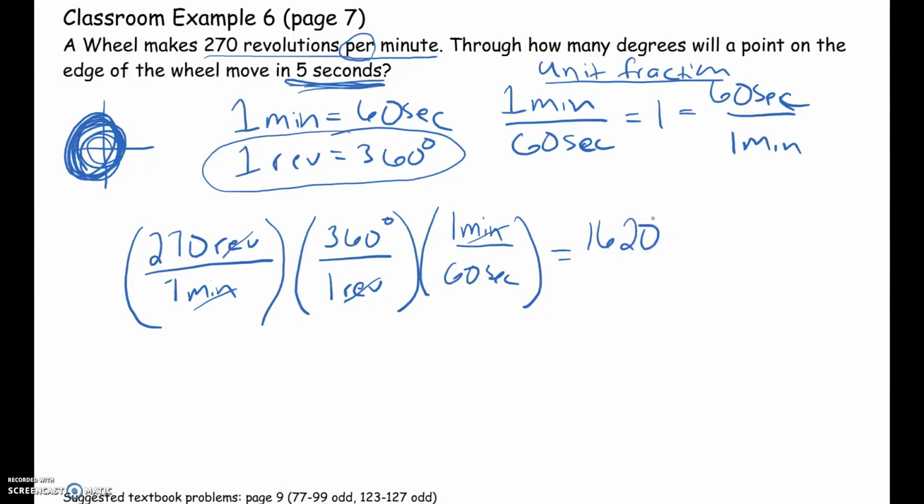So that's going to be 1620 degrees per second. A point on the edge of the wheel is just traveling around the edge. In 1 second, it will travel 1,620 degrees. But I don't want 1 second, I want 5 seconds. So just multiply this by 5. That means my point is going to go 8,100 degrees in 5 seconds.